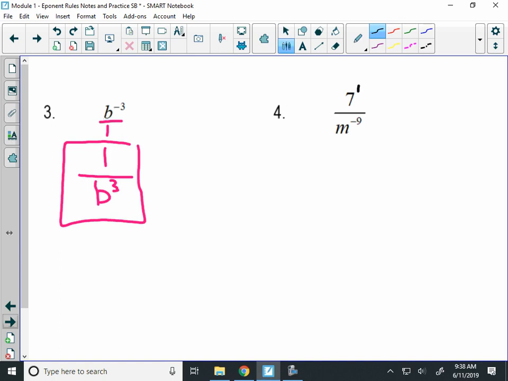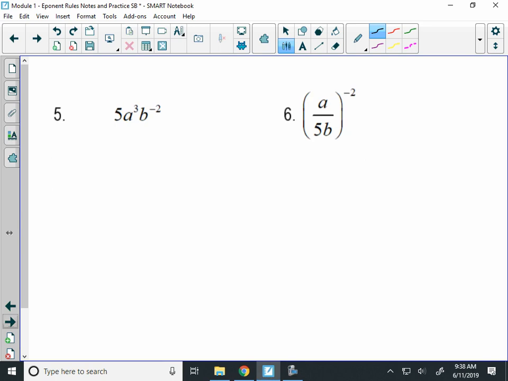Here, the 7 is a positive exponent. It likes where it's at. The m is in the denominator. It has to move to the numerator to become happy. Technically, we have a 1 still in the denominator, but we don't have to write that. All right, a few more here.